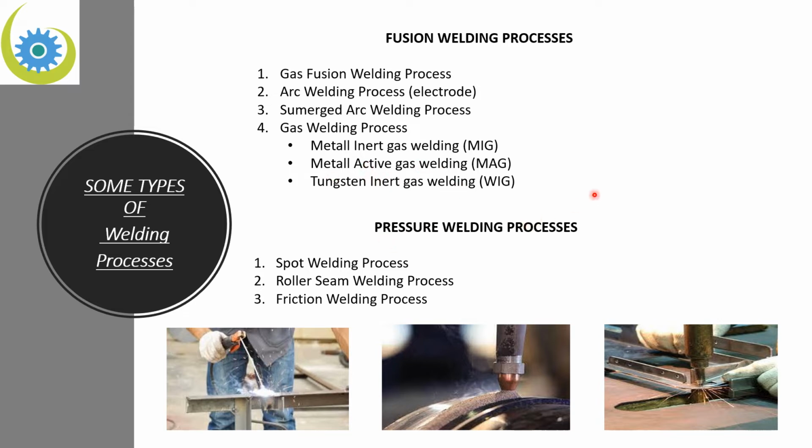Under the main category pressure welding processes, we find at first the spot welding process. You see here a picture on the right side below. Then roller seam welding process and friction welding process.